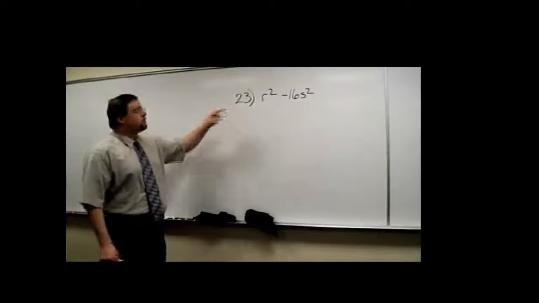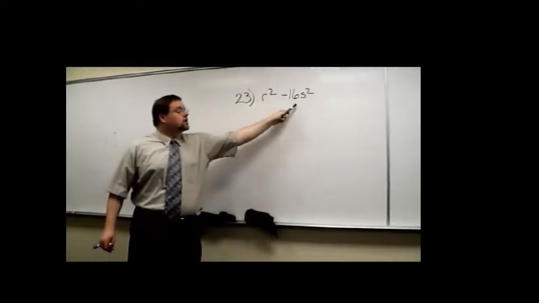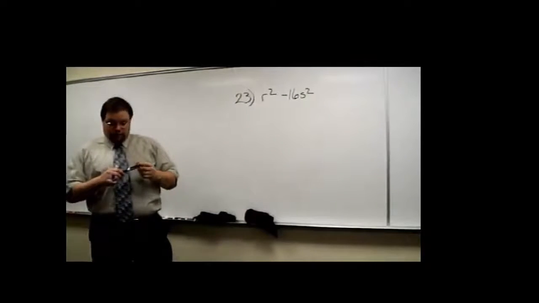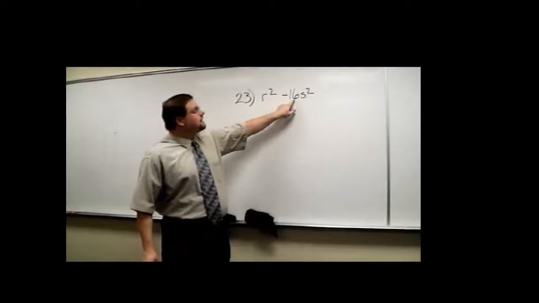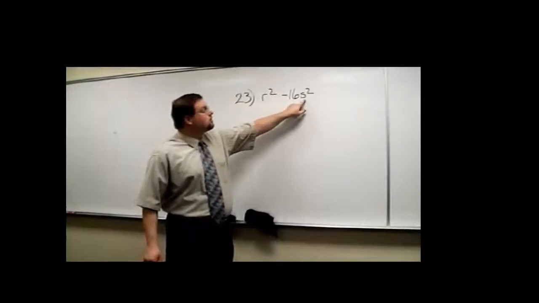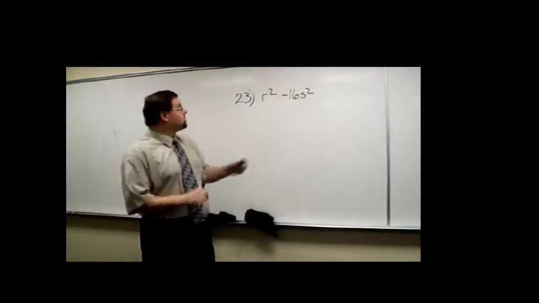This is number 23 in your packet. This is still factoring, but this is a difference of squares. How do I know this is a difference of squares? Well, difference means subtract, so I see the minus sign there. 16 is a perfect square, and s squared and r squared are perfect squares. So this one is one of the easier types of factoring.